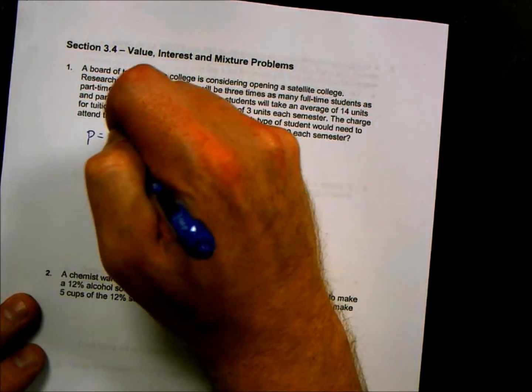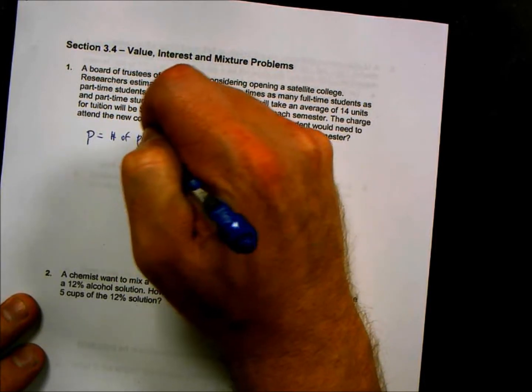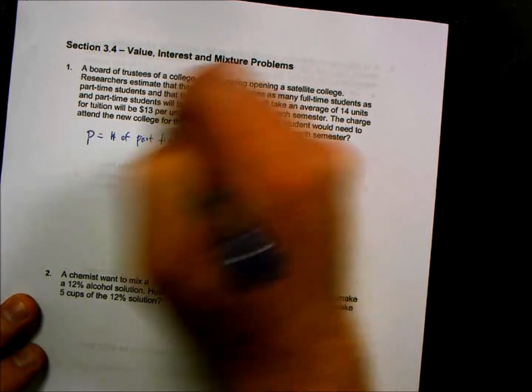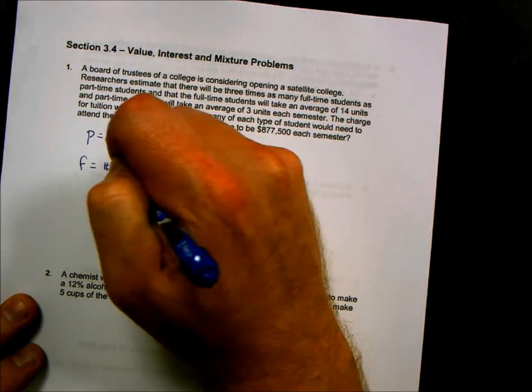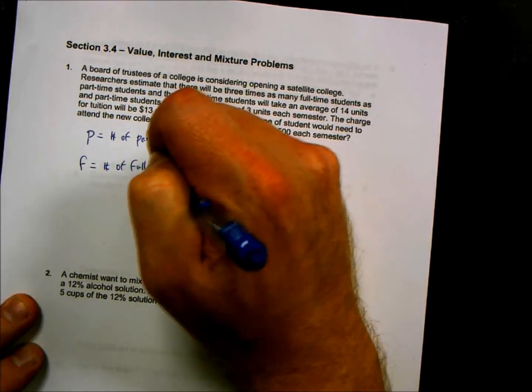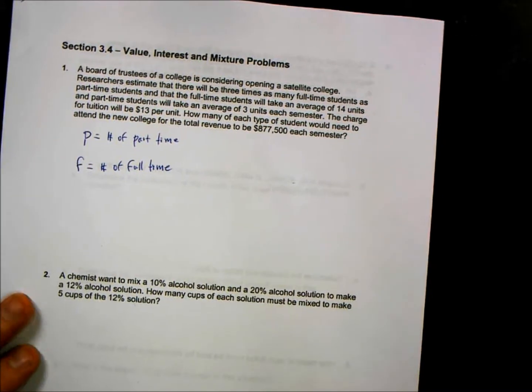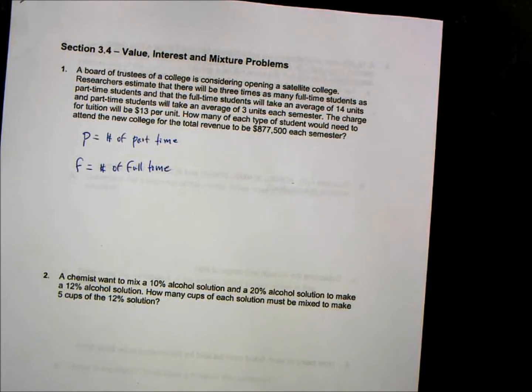P equals number of part-time. F equals number of full-time. All right, I agree. I would call them P and F also. Makes it easy to remember which is what.